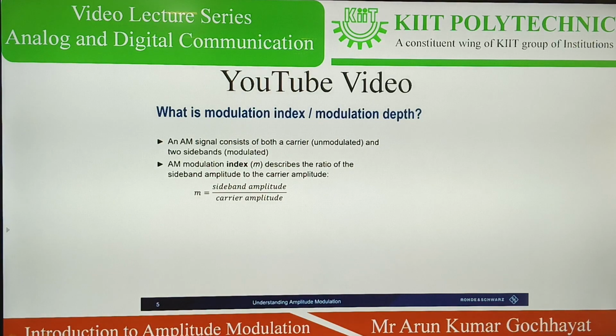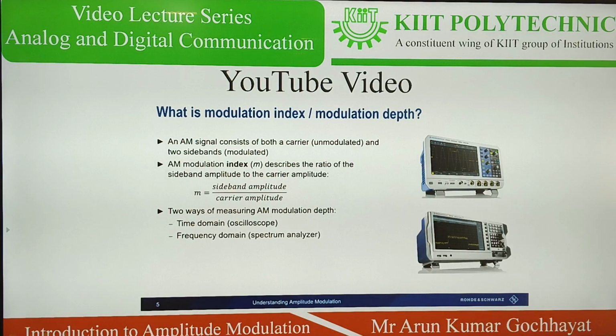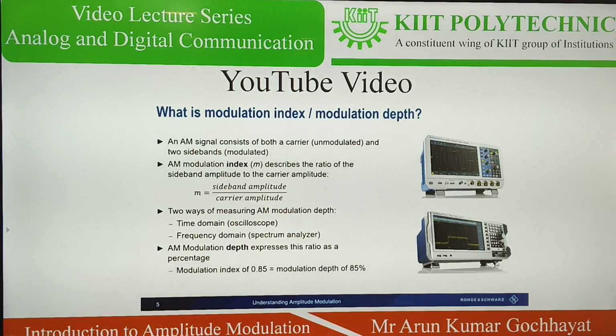We can measure the AM modulation index using two different types of instruments. We can use an oscilloscope to measure modulation index in the time domain, or we can use a spectrum analyzer to measure modulation index in the frequency domain. We'll discuss both methods in this presentation. Note that you may also hear the expression AM modulation depth, that is, the modulation index expressed as a percentage. An AM modulation index of 0.85 is the same thing as an AM modulation depth of 85%.